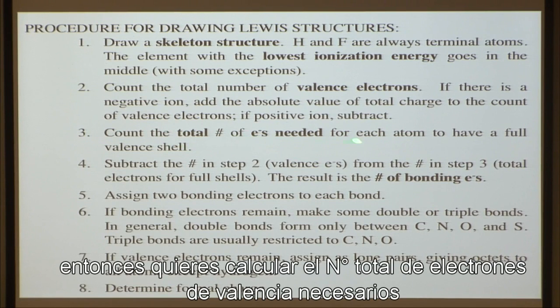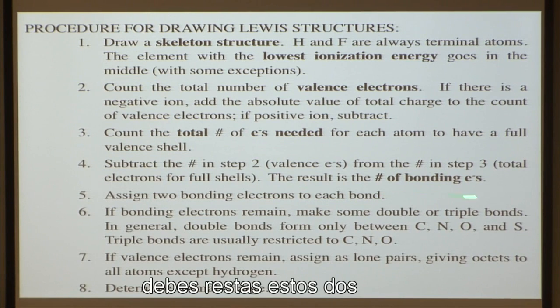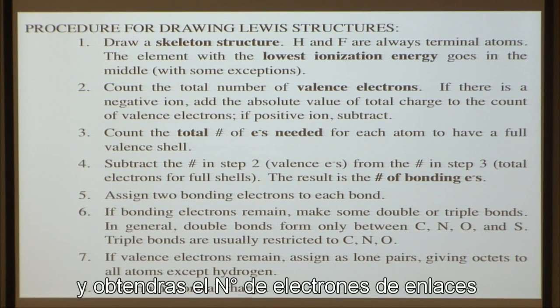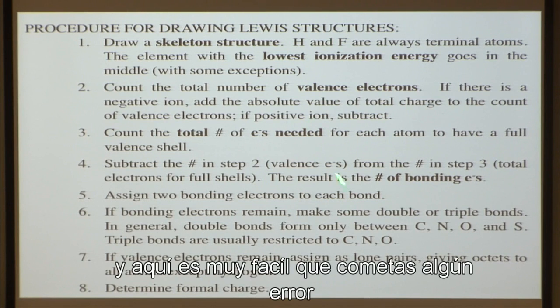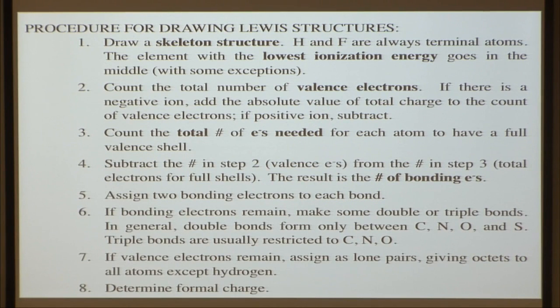Then you want to figure out the total number of electrons needed, so everyone has their full valence shell. You need to subtract these two to get the number of bonding electrons. And it's really easy to make math mistakes here. So if your structure makes 0 sense at the end, go back and check your math.